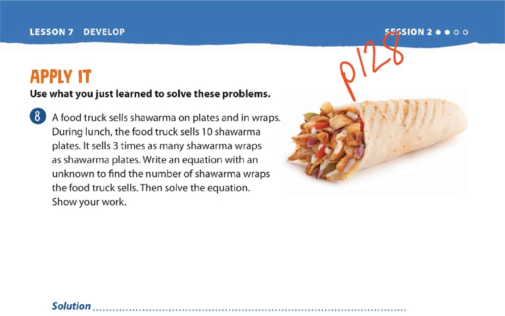Okay, let's read that one again. That one might be tricky. It's number 30. A food truck sells shawarma on plates and in wraps. During lunch, the food truck sells 10 shawarma plates. It sells 3 times as many wraps as shawarma plates. Write an equation with an unknown to find the number of shawarma wraps the food truck sells. Fine, that's my question. Show your work.